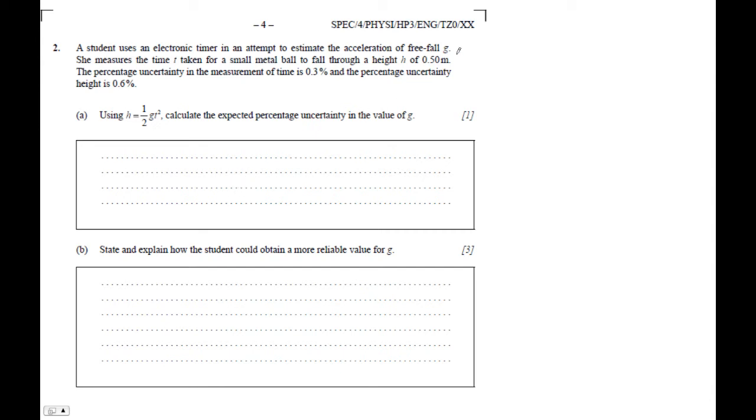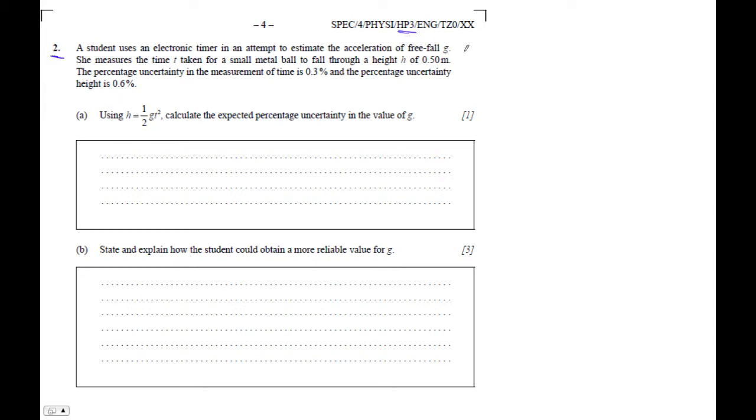All right, so this is on paper 3. There's always a few data-based questions at the beginning of paper 3 that are kind of overall, and this is one of them. They usually deal with uncertainty or drawing graphs or something like that. A student uses an electronic timer in an attempt to estimate the acceleration of free fall, g.